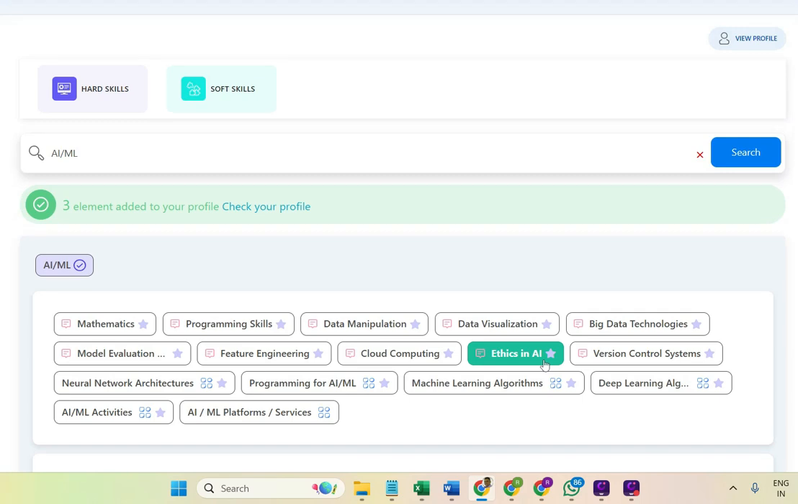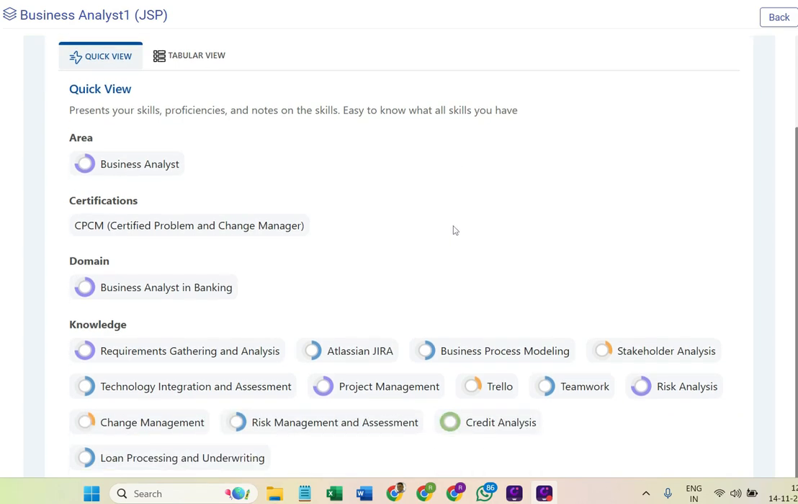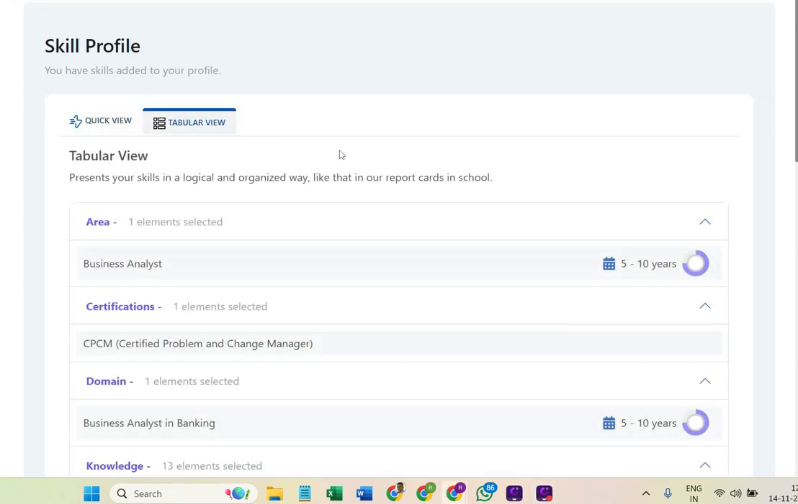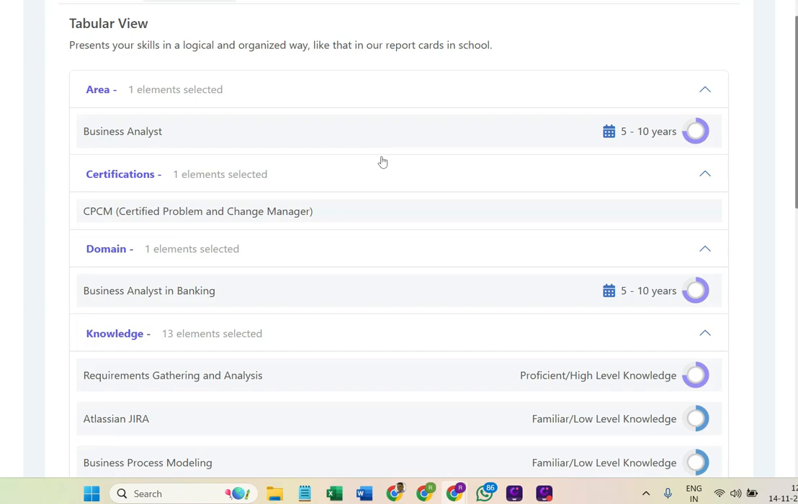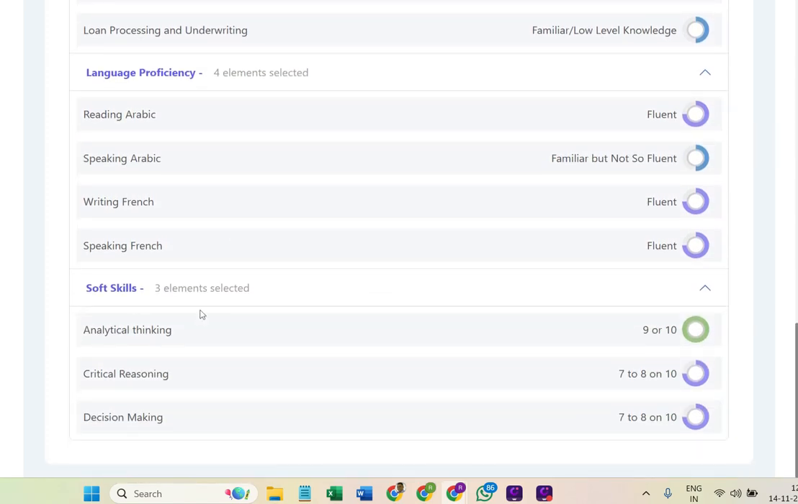We believe that the skills as a whole matter more than just a skill in isolation. Once we create the skills profile using the skills profiler, the output would look something like this. That's a quick view of what the skills are, and then also a tabular view where we have the skills and the proficiencies. As we mentioned earlier, there are different sections to the skills profile of a person, and that is indicated here.